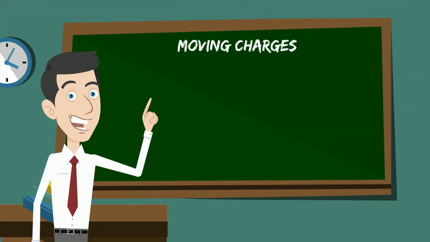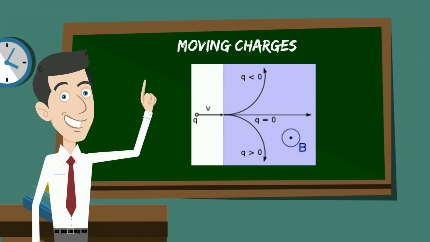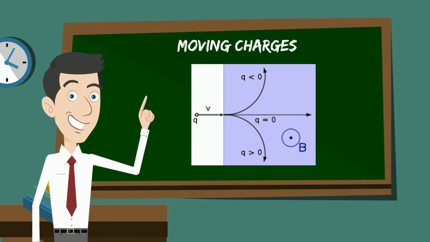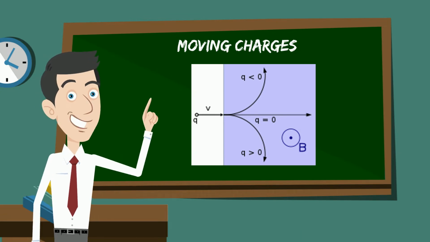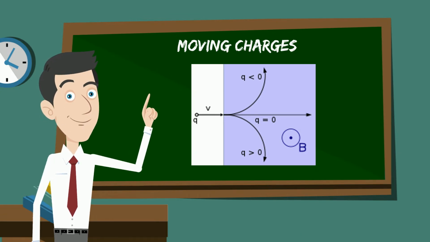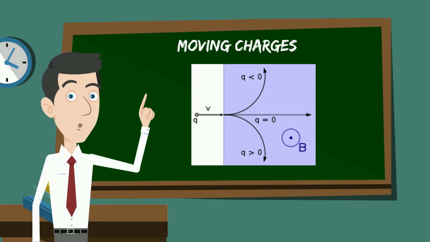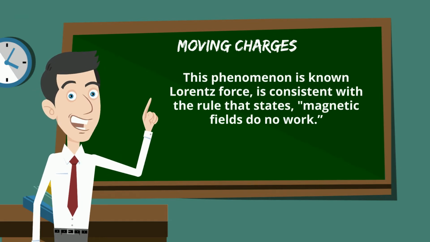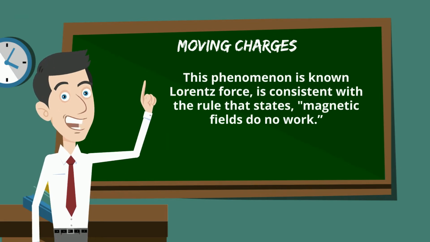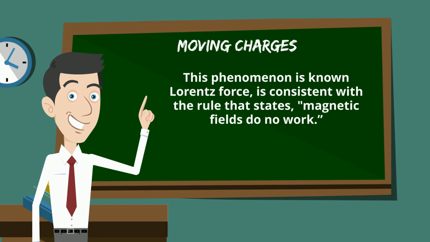Here, in this diagram, Q is the electric charge, and V is the velocity with which the charge should move linearly. But, due to the presence of the magnetic field, it experiences an induced magnetic force and deviates from the original path as shown. This phenomenon, known as the Lorentz force, is consistent with the rule that states magnetic fields do no work. We'll discuss Lorentz force later in this lesson.